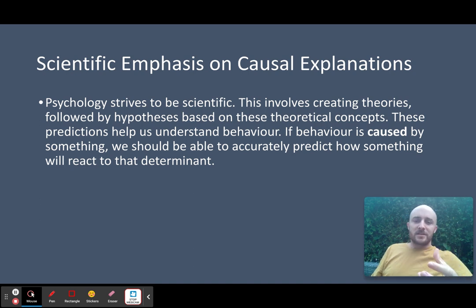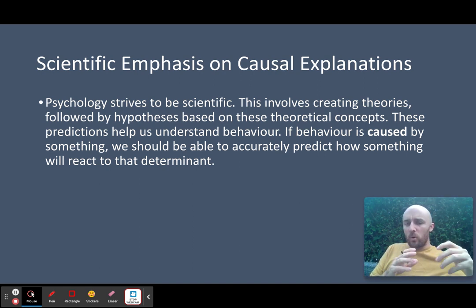Psychology wants to be a science. Okay? And the reason why I'm going to slow down slightly is because this bit is probably one of the hardest parts of the spec, in my opinion. Well, according to students' opinions, actually. Psychology wants to be a science. And this involves creating theories and then testing those theories in a way that you can try to falsify things.